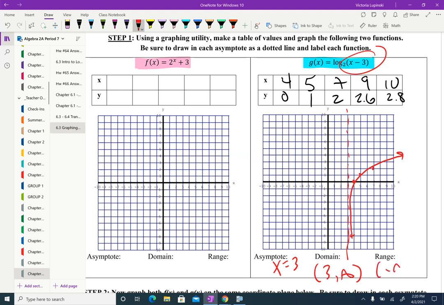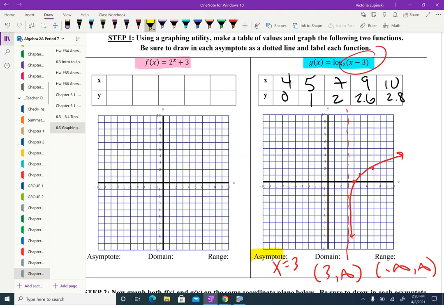When it comes to the range, it's always going to be all real numbers, because it goes all the way up and all the way down. After you realize that, you can take a bunch of that information and just flip-flop it to apply to your exponential.